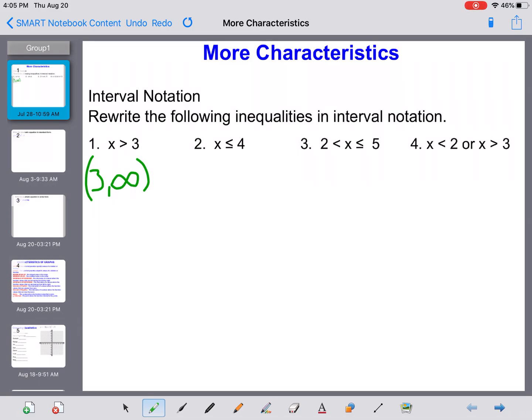For number 2 we want all the numbers that are less than or equal to 4. So 4 is our upper bound and negative infinity will be our lower bound. We want a bracket on 4 because we're going to include 4 since it is less than or equal to.